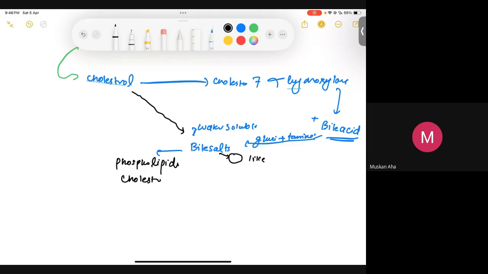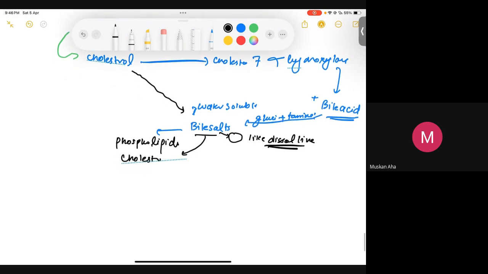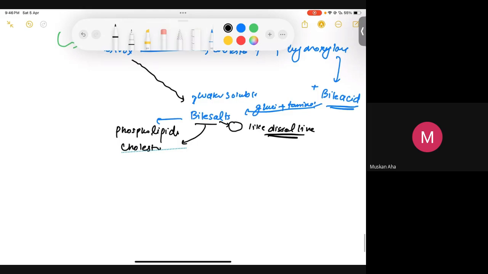If you guys again remember your chemistry lectures, like dissolves like, right? What do I mean by like dissolves like? Cholesterol will dissolve cholesterol, right? So it means that bile salt would have a lot of affinity towards lipids and cholesterol. Is that clear? Bile salt has high affinity, right? Yes, it has high affinity. It would just bind with phospholipid and cholesterol.